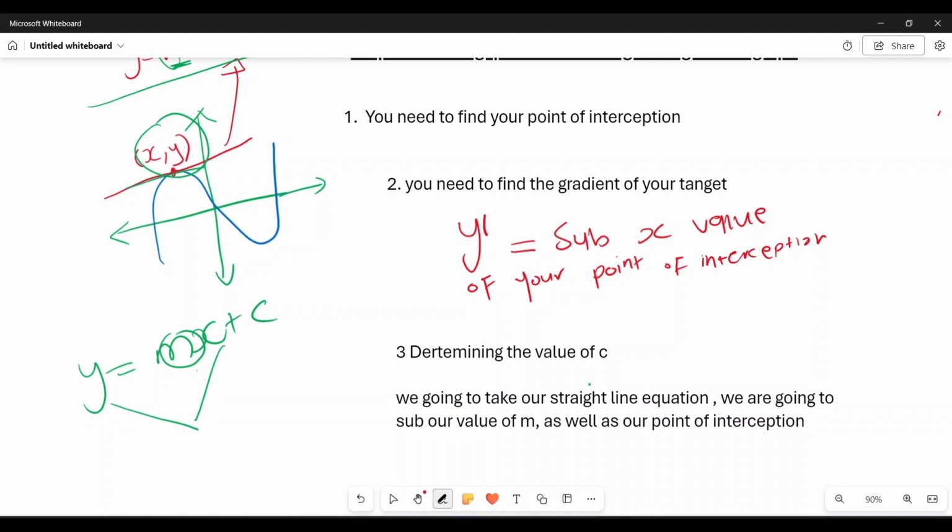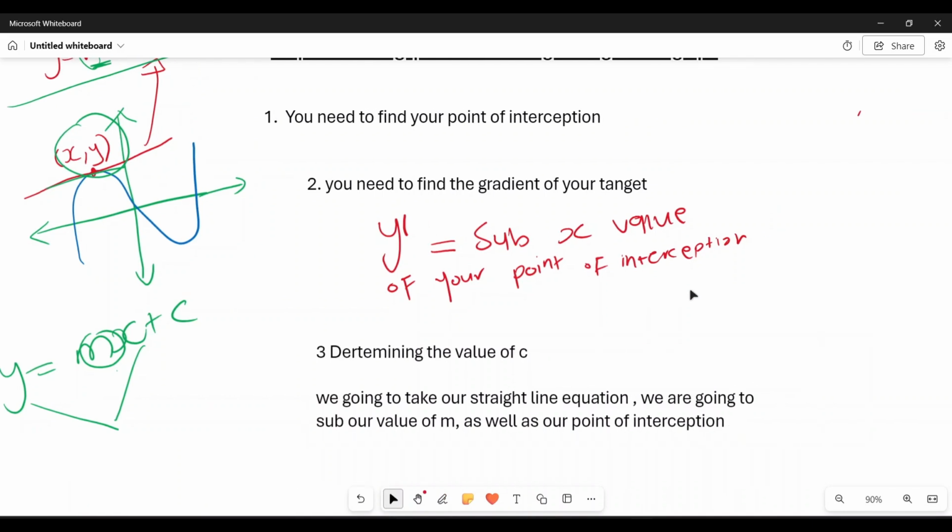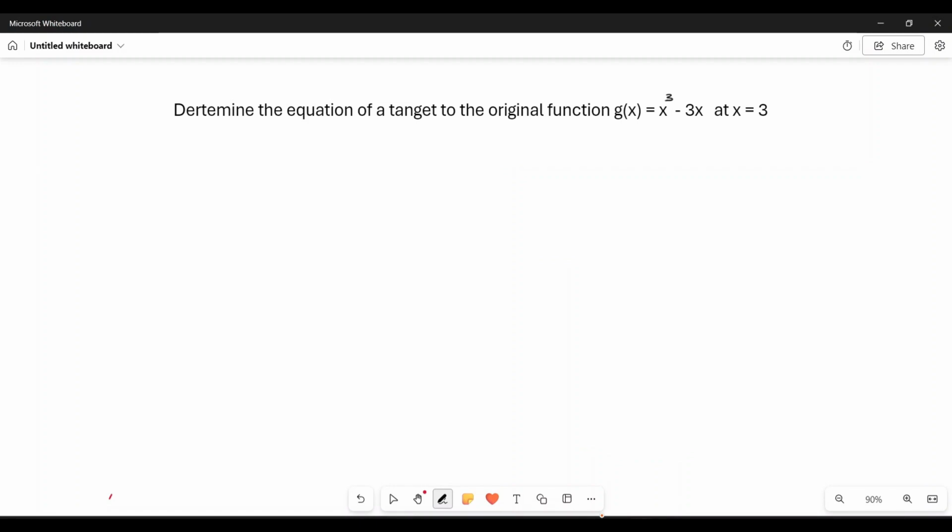Now, I want us to look into typical exam questions which relate to a tangent to a graph. So now let us start off with the first question. They say determine the equation of a tangent to the original function g of x, which is given as x cubed minus 3x, at x equals 3.